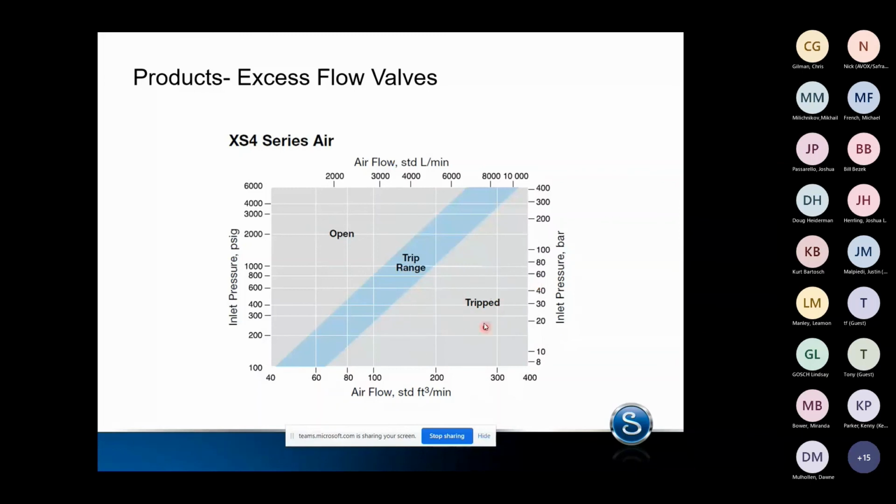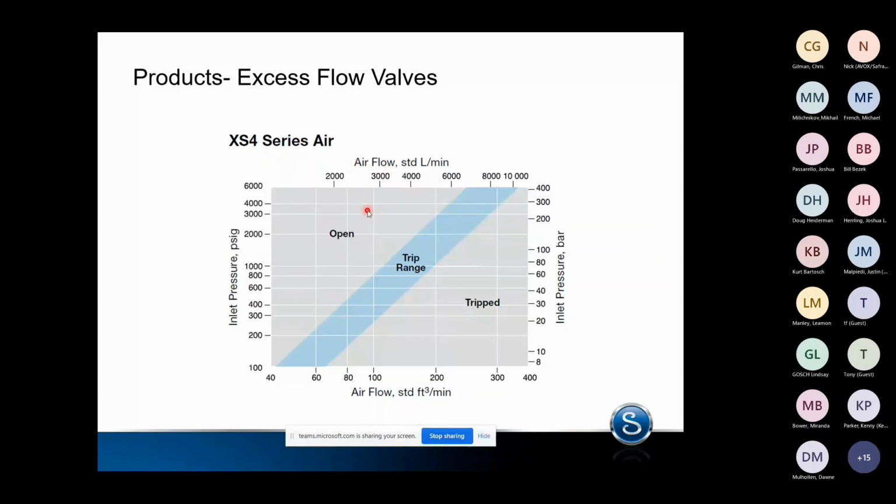What we publish in our literature is just this one curve. There's actually 3 different springs. So I would encourage you, if you do have an application for an excess flow valve, to let us know and not try and do it on your own, because there are some other pieces of literature that are not otherwise available to you immediately that we can help with.